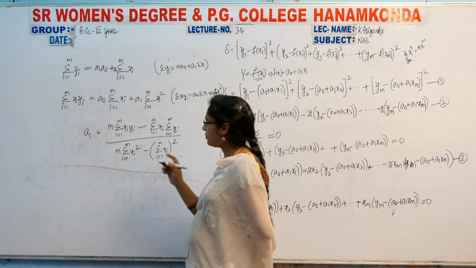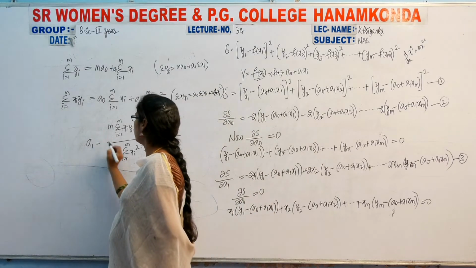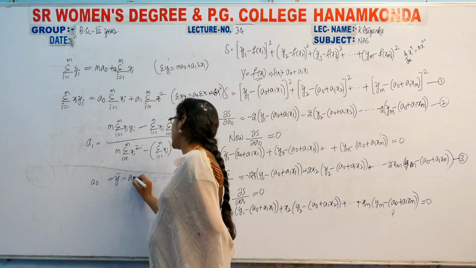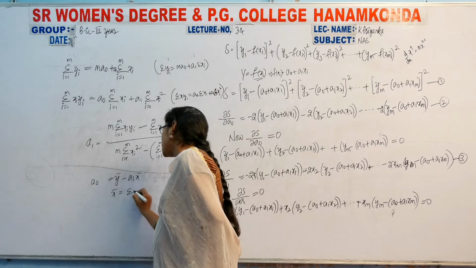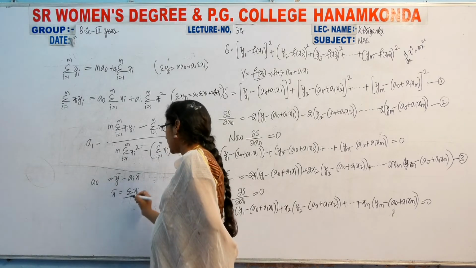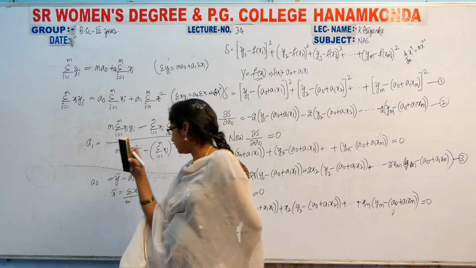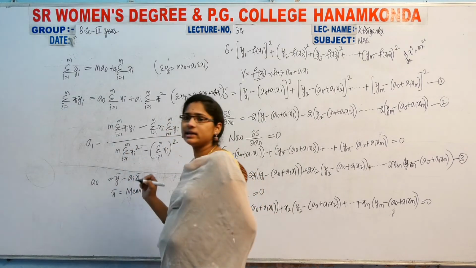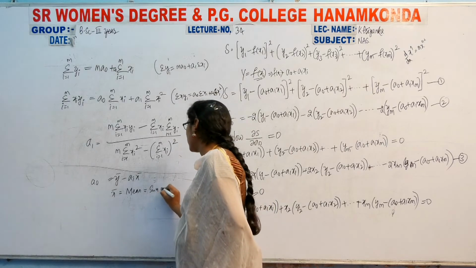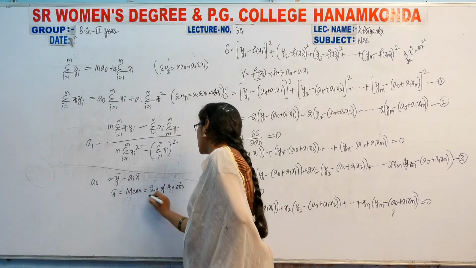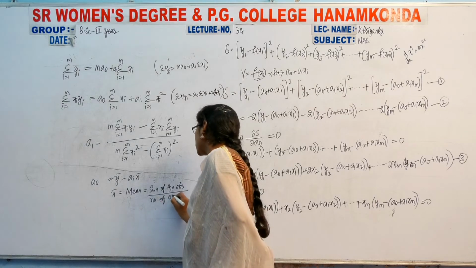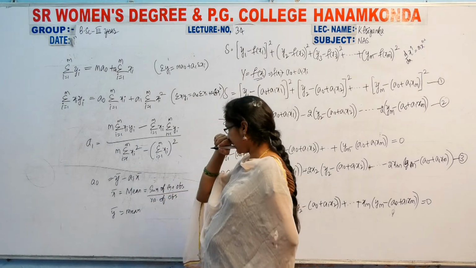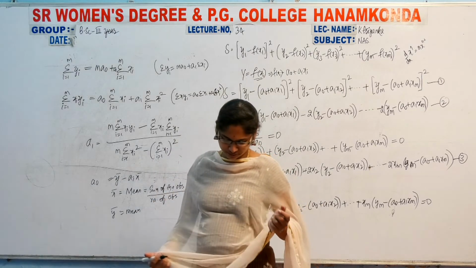Whole square. This is the formula for a1. a0 is equal to y bar minus a1 x bar, where x bar is equal to the summation of xi by the number of observations; it is nothing but the mean. So how will we calculate the mean? Simply the sum of the observations by the number of observations. Next, y bar is also the mean, same formula. So this is nothing but a0 and a1.